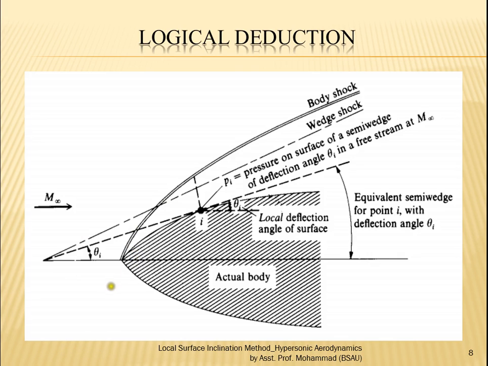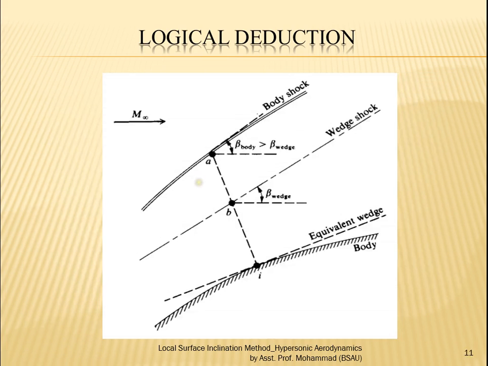Now let this perpendicular cut the body shock at point A and the imaginary shock at point B. So we have three points, I, A and B. We can just see this in the exaggerated picture. This is the exaggerated picture of this particular location.